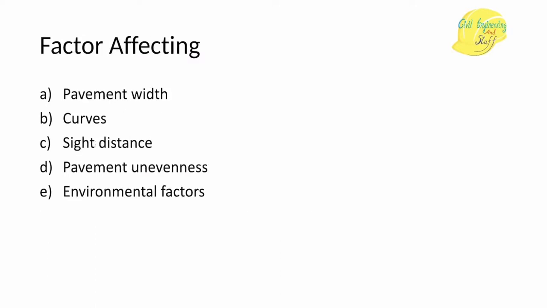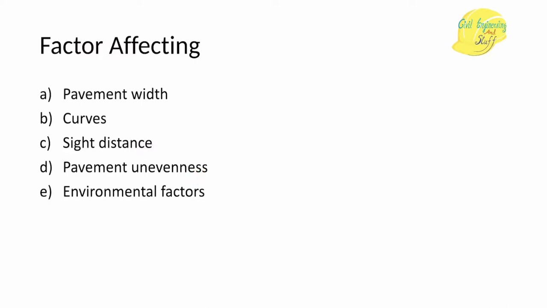Now there are a number of factors that affect the speed of the vehicle. We have pavement width. The wider the pavement, the more space is available for the vehicle to maintain a very high speed, and a narrow width will lead to a very controlled speed of the vehicle. The second is curves. If a road section has more curves, then of course the speed will be less. Clear sight distance promotes higher speed, and pavement unevenness leads to a slower speed.